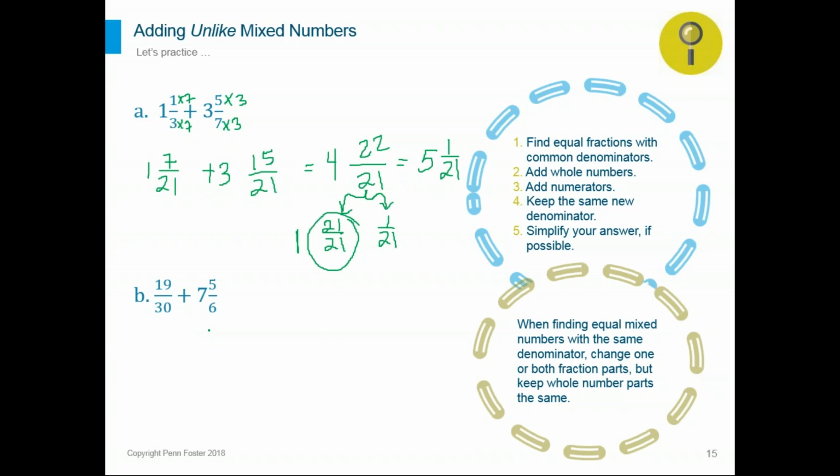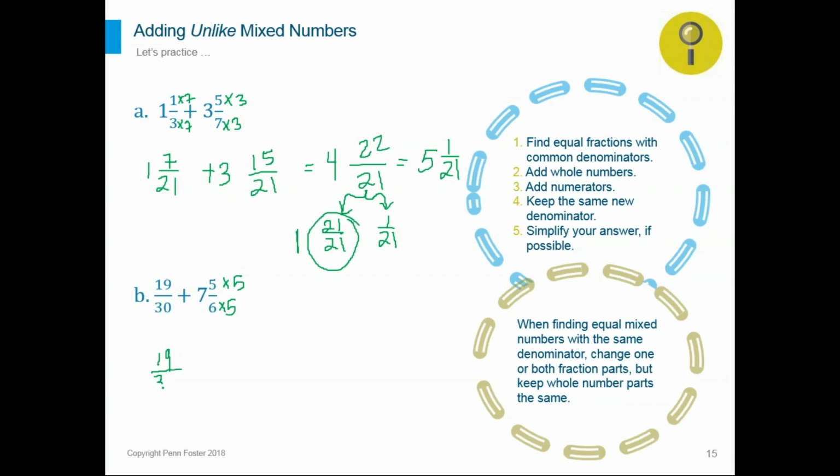Again, number B, the same way. We have a fraction plus a mixed number. They are unlike. So think about the common denominator. 30 is a multiple of 6. So that will make me only change the second fraction, 6 times 5, and 5 times 5, because 6 times 5 will give me the 30, which will then be our common denominator.